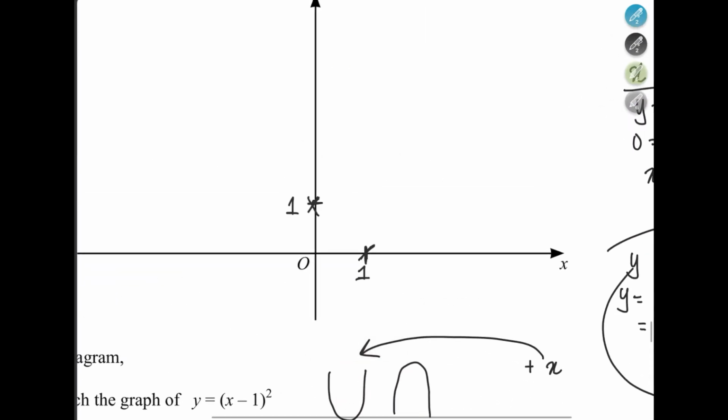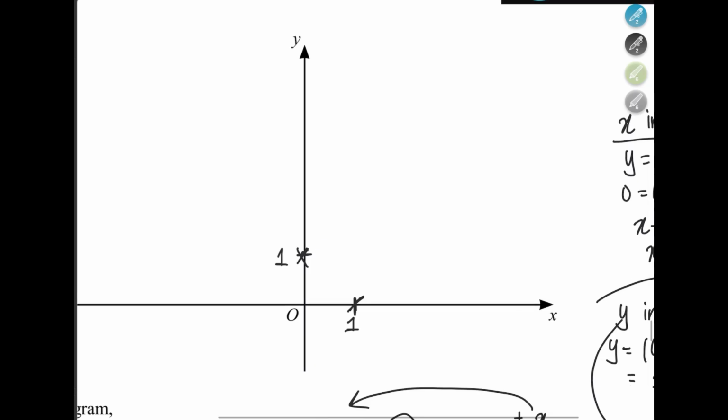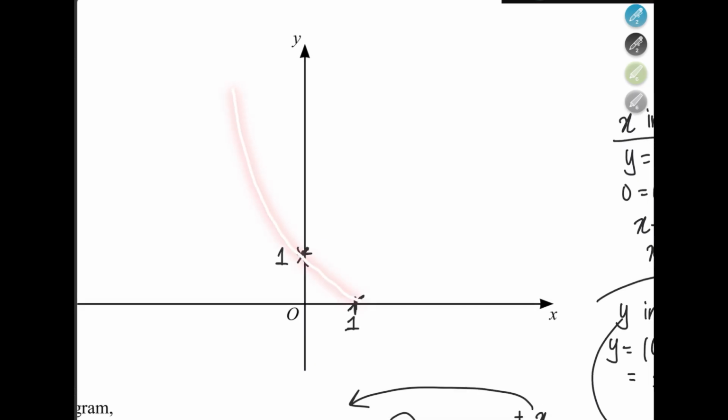So now we know it is a U-shaped graph. The lowest point is 1. At the y-intercept, the point at which it crosses the y-axis is here. So it's going to be something like this.